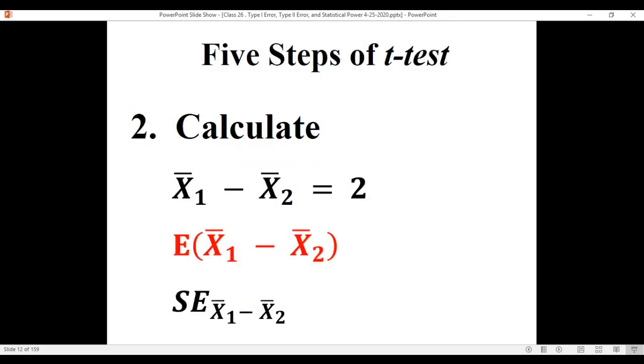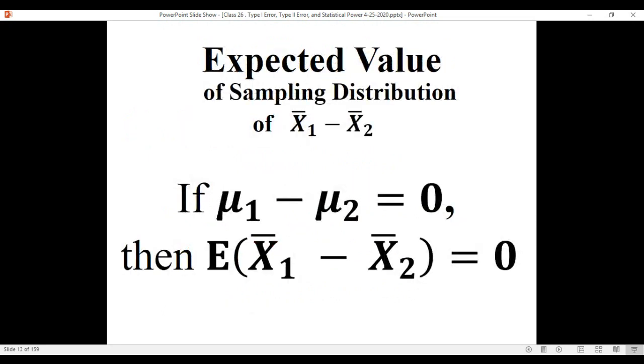Okay, now once you have that number, you go on to calculate this number, the expected value of the sampling distribution of the difference between two means. Now this number has a very long and scary name, but it's easy to calculate because if the null hypothesis is true, as you conditionally assumed earlier, then the expected value of the sampling distribution is 0.